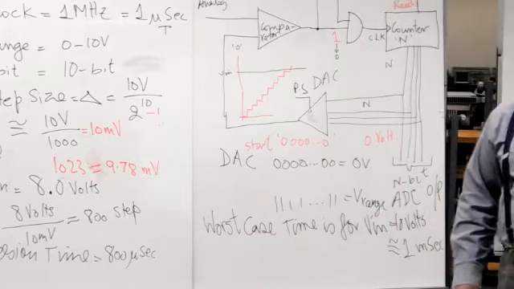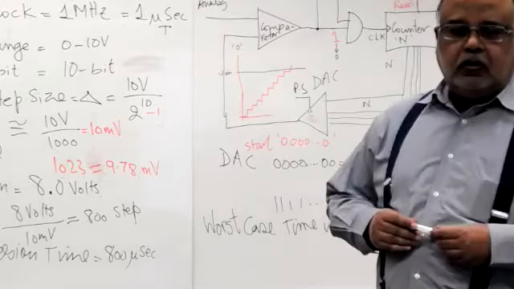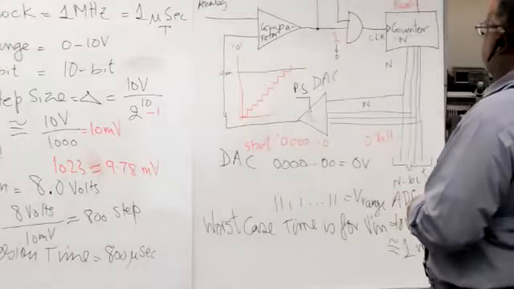So the worst case sampling rate क्या होगा? That's how many samples you can take in a second. So sampling rate is 1 over conversion time.